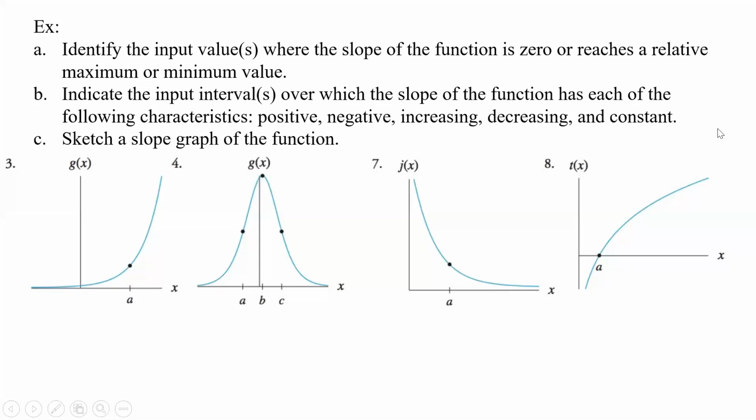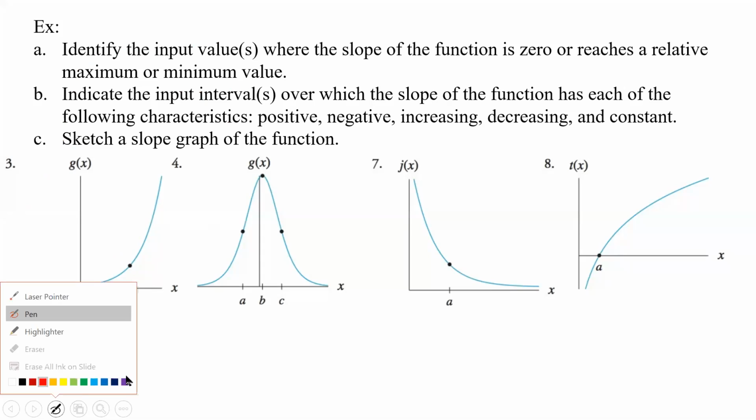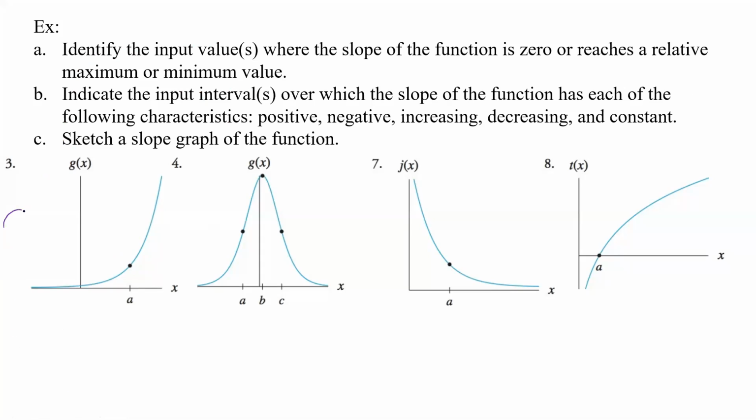Okay, so let's look at some examples. We're supposed to identify the input values where the slope of the function is 0 or reaches a relative max or minimum value. Let's do each of these first as we go down. For the first one, is the slope zero? Well, there's no zero slope. Zero slope is going to be if we have a peak or a trough. It'll be the zero slope there. So there's no zero slope.